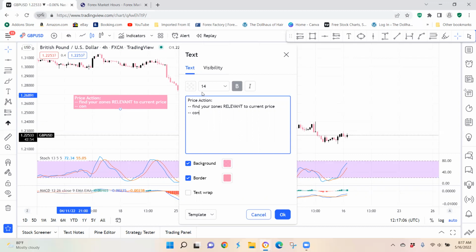So what I will say is confirm that price is at or near those zones upon entering or looking for setups. And then after that, the next thing will be to check the Forex time zone converter to see what sessions are going on.